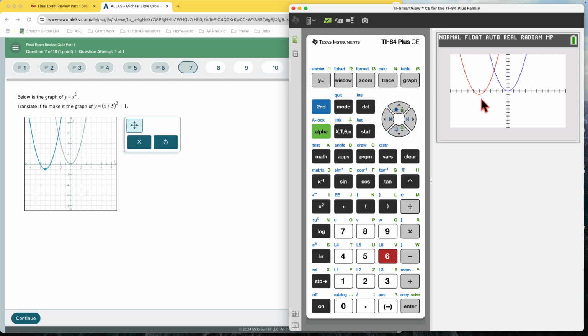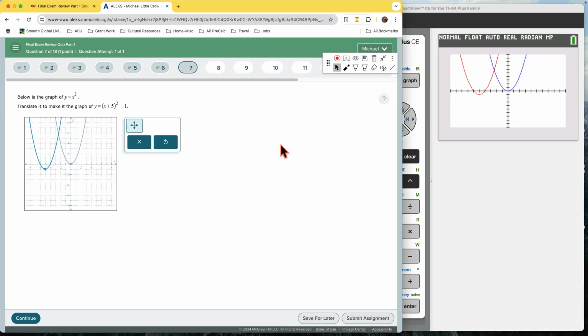It's always good because if you forget and you went the wrong way, you say, wait, mine's over on the wrong side. I'm supposed to be over here. Just graph it, and you will see the truth. Back 5, down 1. There we go. All right, now we're done.